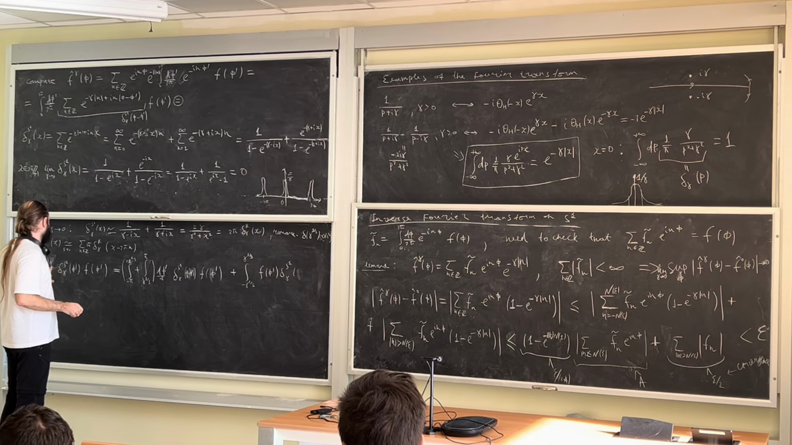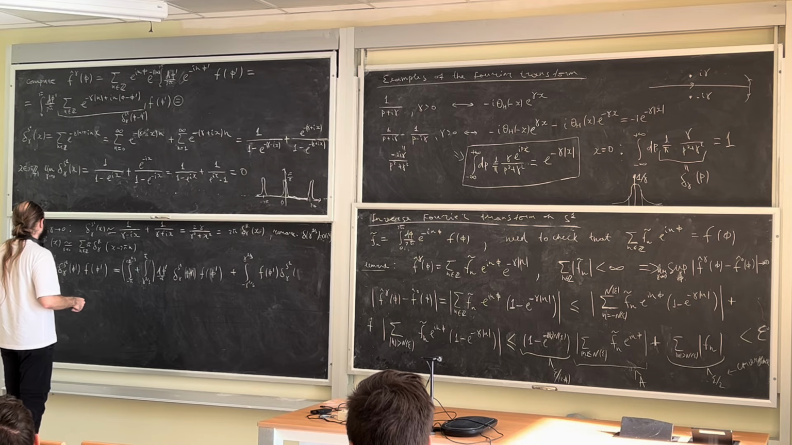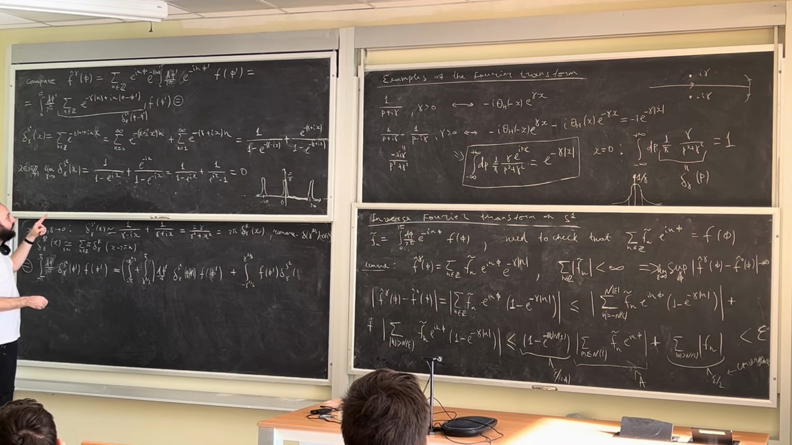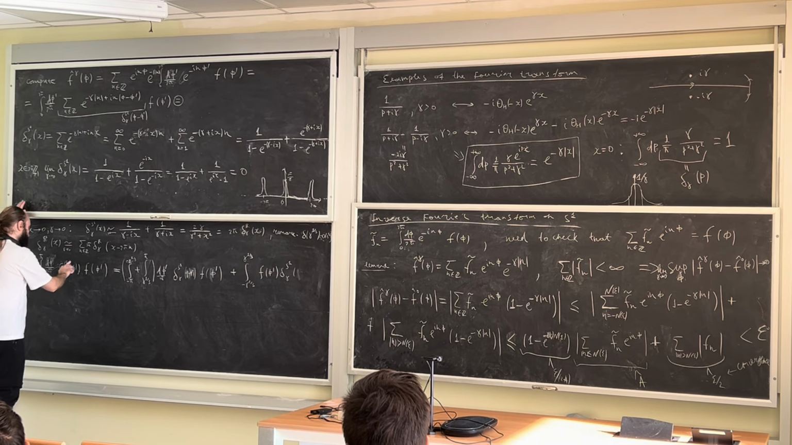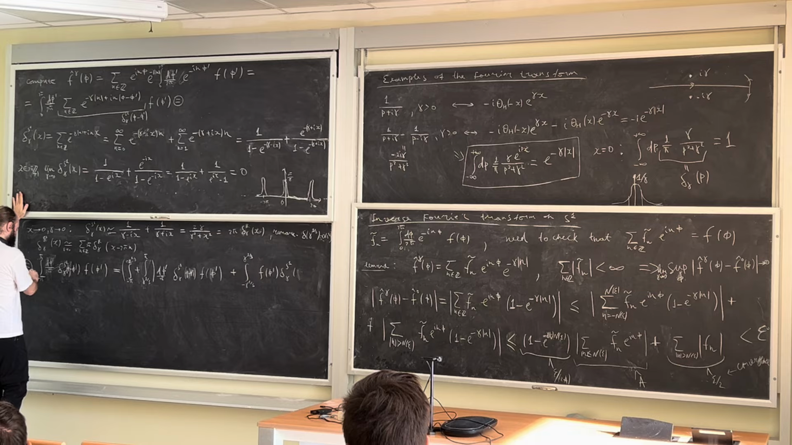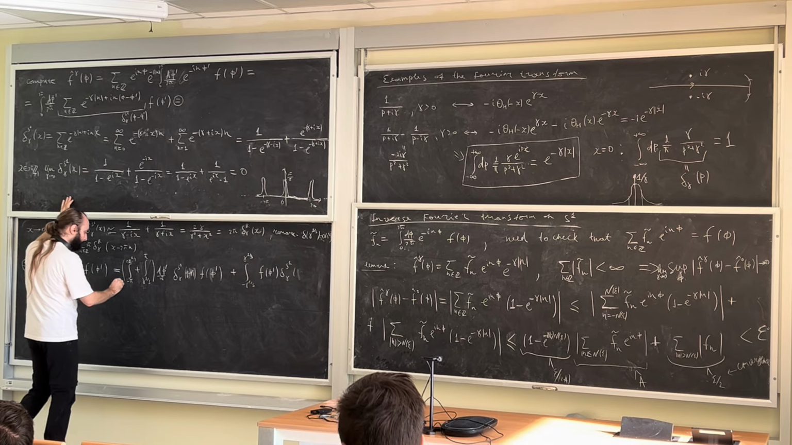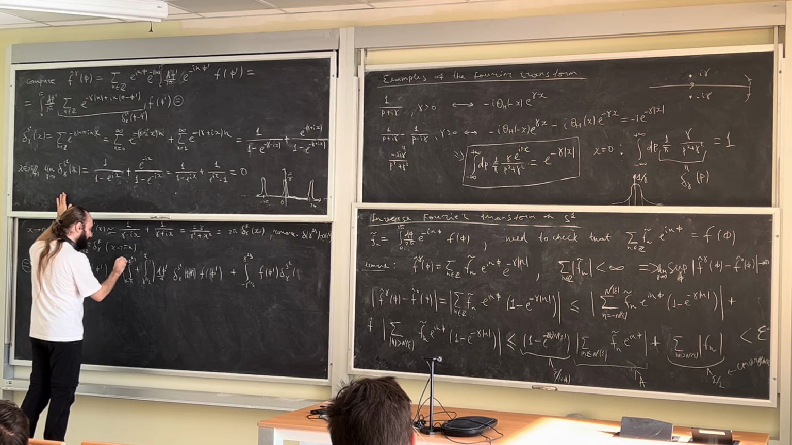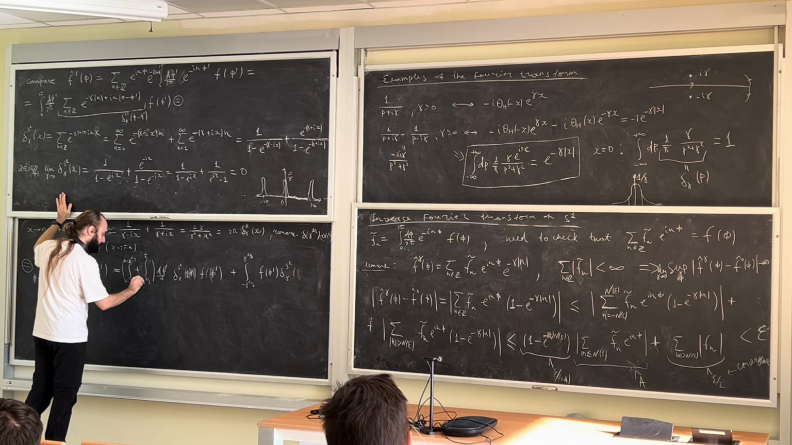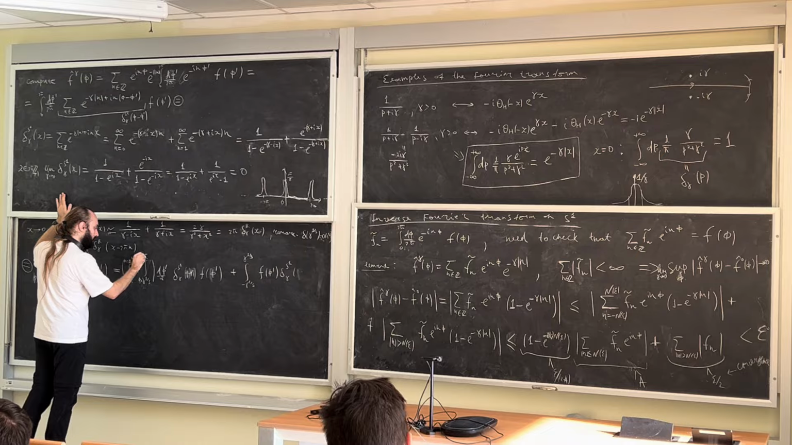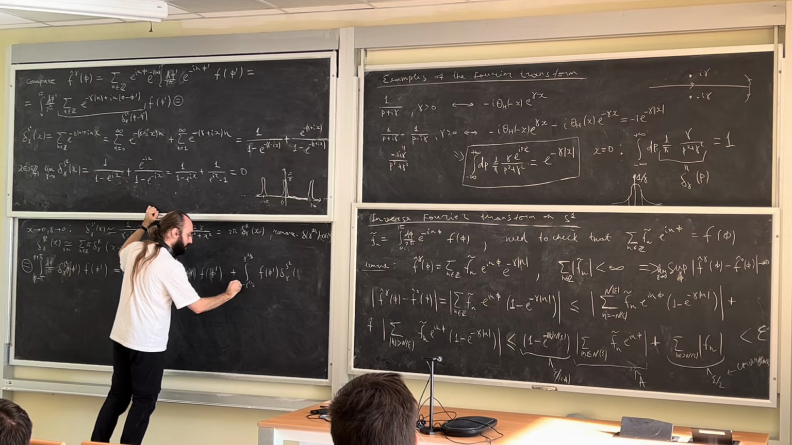Sorry, I forgot this shift by phi. This is the sum from phi minus phi prime, and so here we should also shift the integration domain by phi, and here as well.